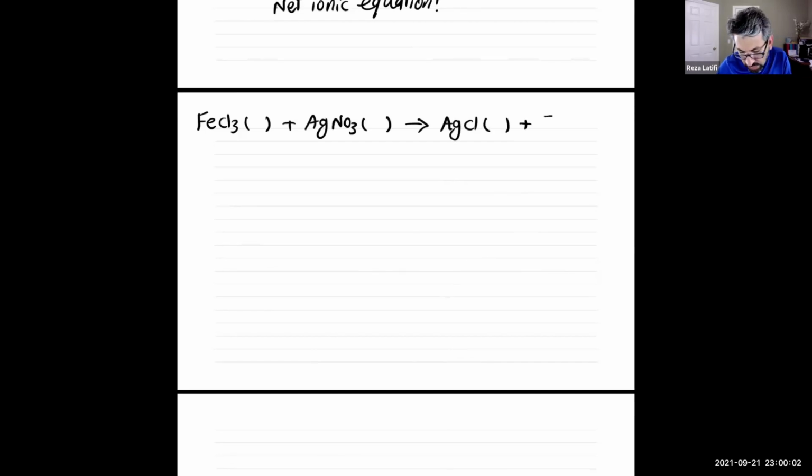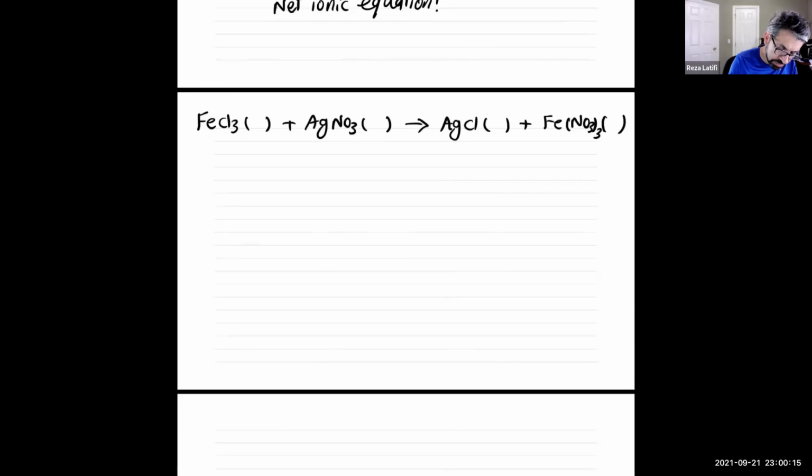One more example, and it's going to be this: iron chloride plus silver nitrate. You will get silver chloride plus iron nitrate. Okay. Complete this reaction. Write the state of each compound, balance it.